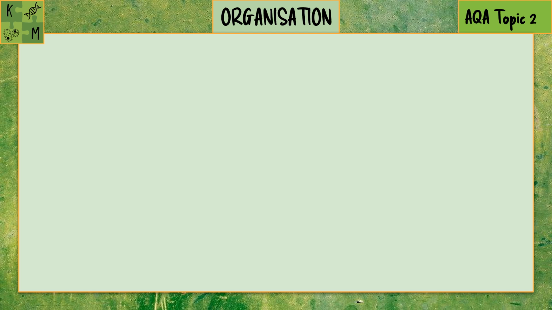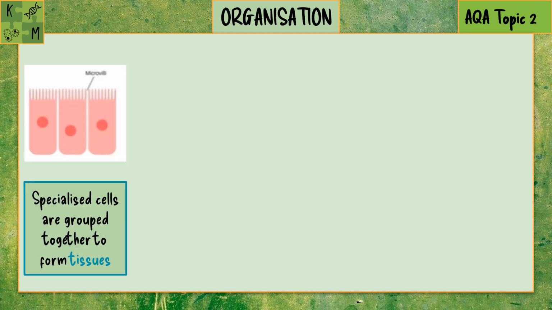The last concept to give a little bit of thought to is how these cells are organised. So firstly, similar specialised cells are grouped together to form tissues. So many epithelial cells will form epithelial tissue, and we can see all of those have got those microvilli structures on them.